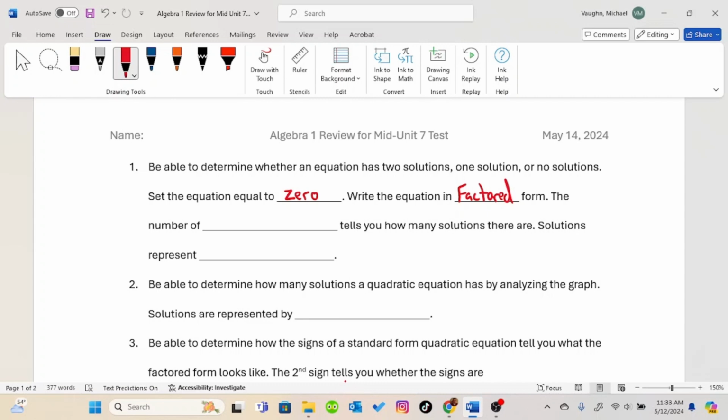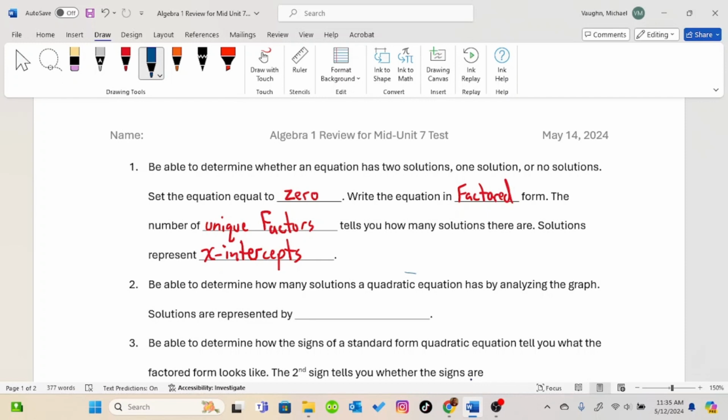Once you've done that, the number of unique factors tells you how many solutions there are. For every unique factor that you have, one solution. And you need to remember that solutions represent x-intercepts. If you have any questions about this concept, please use class time to ask for further clarification so that you're prepared for the test on Thursday.